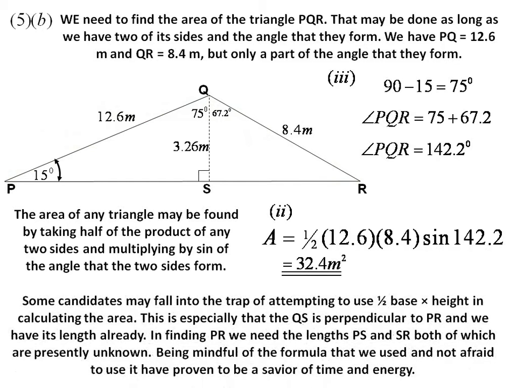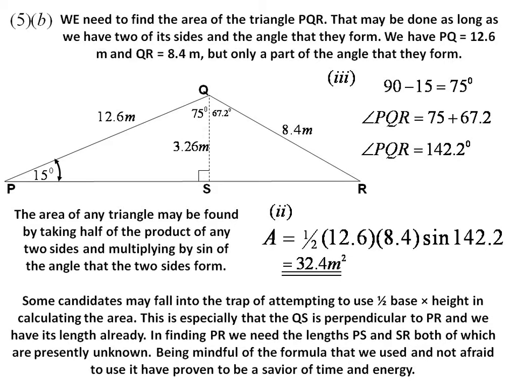Some candidates may fall into the trap of attempting to use half base times height in calculating the area. This is especially tempting given that QS is perpendicular to PR, and we have its length already. So QS is perpendicular to PR, so we can use base and the height, and the height is known already, so the students may fall in a trap. In finding PR, we need the lengths PS and SR, both of which are presently unknown.